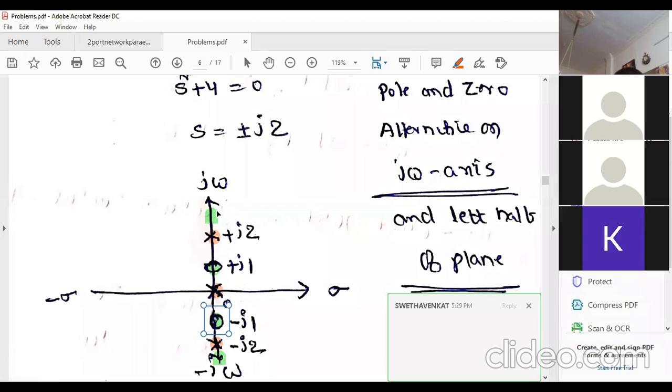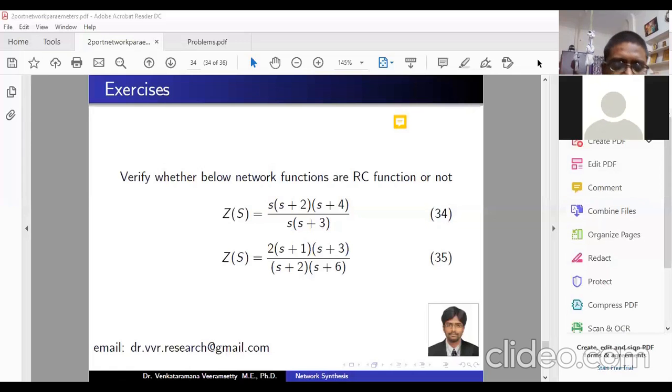And see, 0, pole, 0, pole, 0, pole. Now we are going to verify whether Z of s equal to (s plus 1)(s plus 3) divided by (s plus 2)(s plus 6) is an RC function or not, right? So see the properties. All the poles and zeros must be located on the real axis, right?